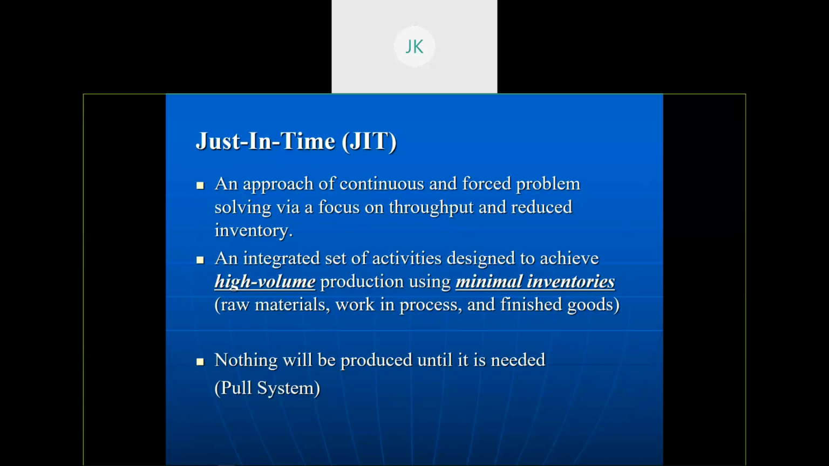So using minimum inventory, produce more high volume. But that means improved throughput, that is the output rate, more output using less inventory. Then the JIT system is a pull system. I will tell you about this in the next slide. Pull system: nothing will be produced until it is needed. The JIT system is a make-to-order system. Make-to-order means wait until the customer places an order, and then based on that order, start the system. So the JIT system is a pull system and a make-to-order system.